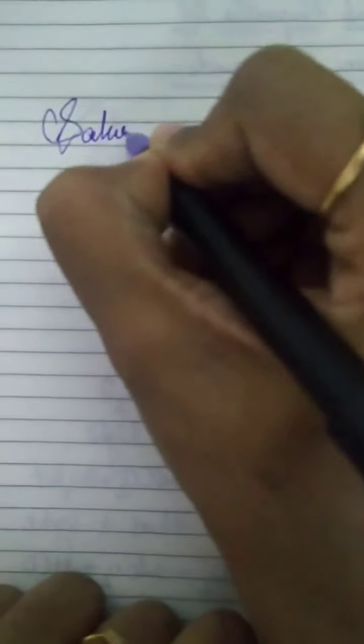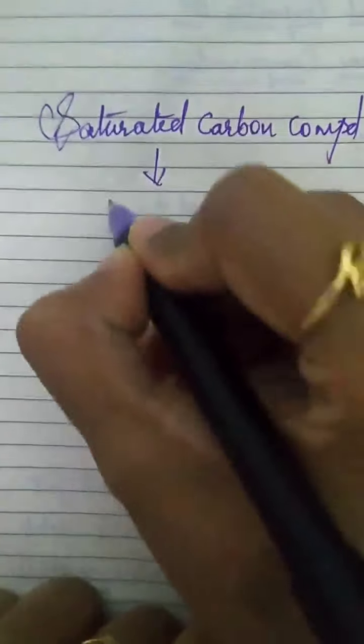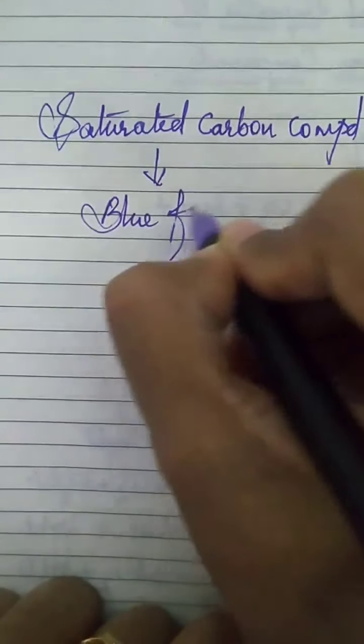See children, one small thing you have to remember when you learn about combustion. That is, when a saturated hydrocarbon or saturated carbon compound undergoes combustion, it will burn with a clean blue flame. So saturated hydrocarbon or carbon compound will burn with a blue flame. Blue flame. Saturated means single bond.